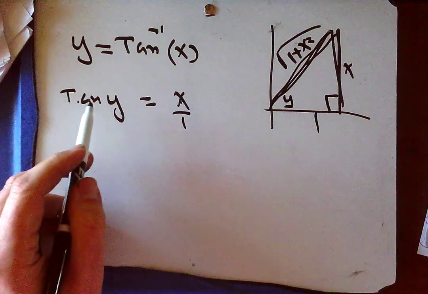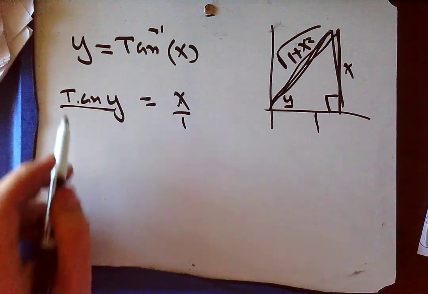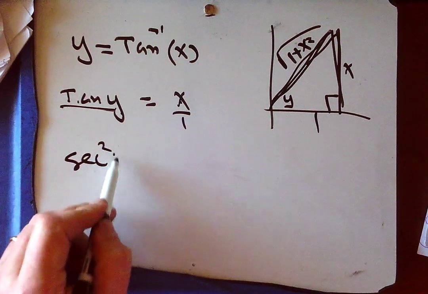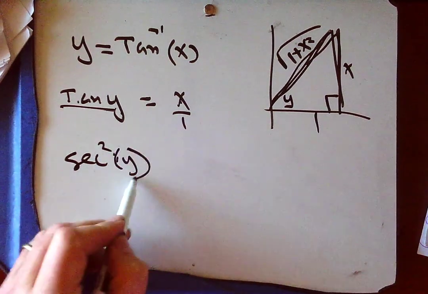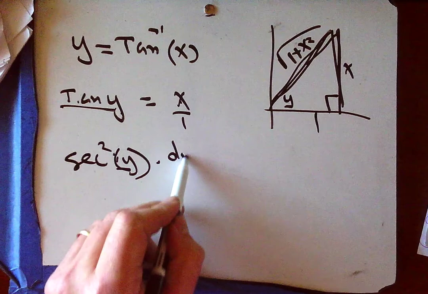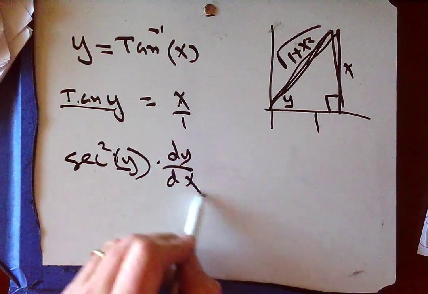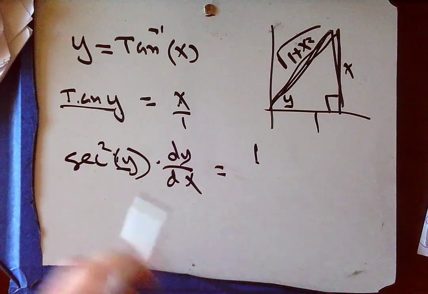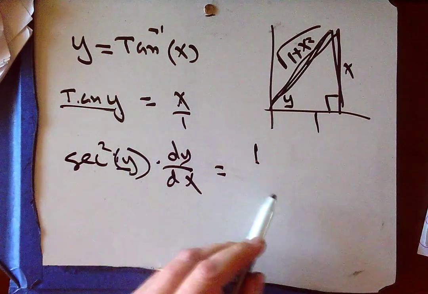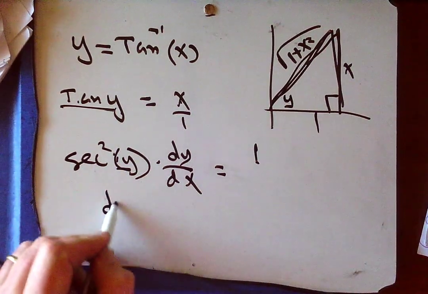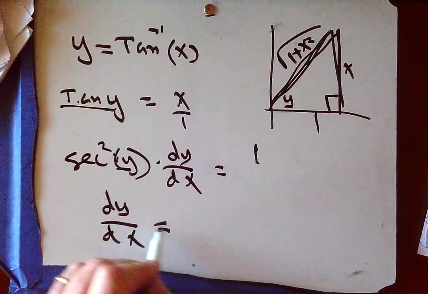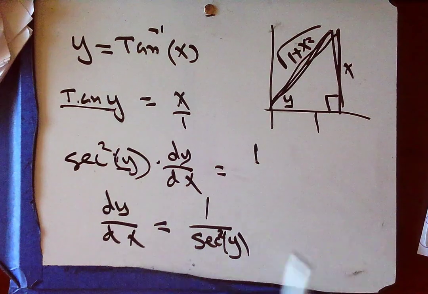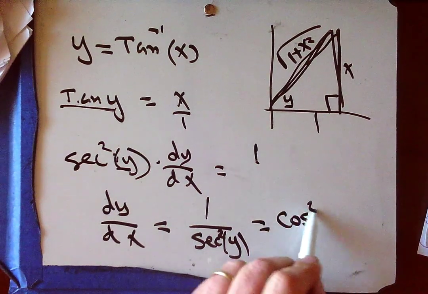Great. So the derivative here, derivative of tangent, is secant squared y. Don't forget the derivative of the inside, y, with respect to x. And over here, the derivative is 1. Okay? So now I'm going to divide both sides by secant squared y. dy dx equals 1 over secant squared y. And that's the same as cosine squared y.